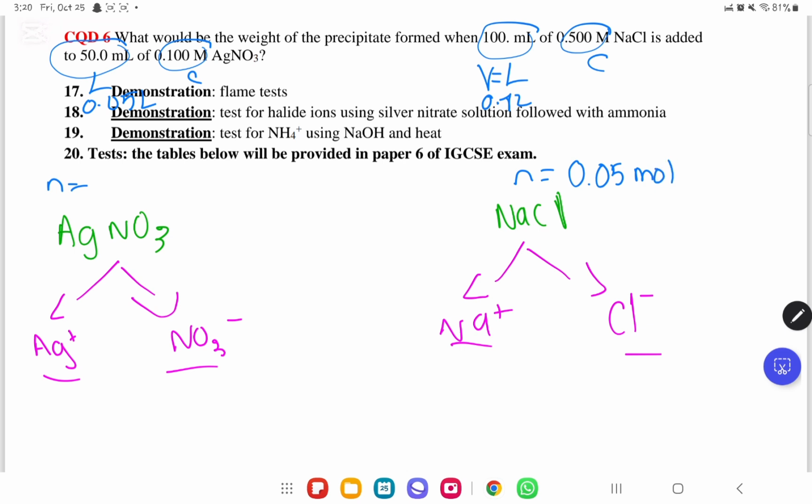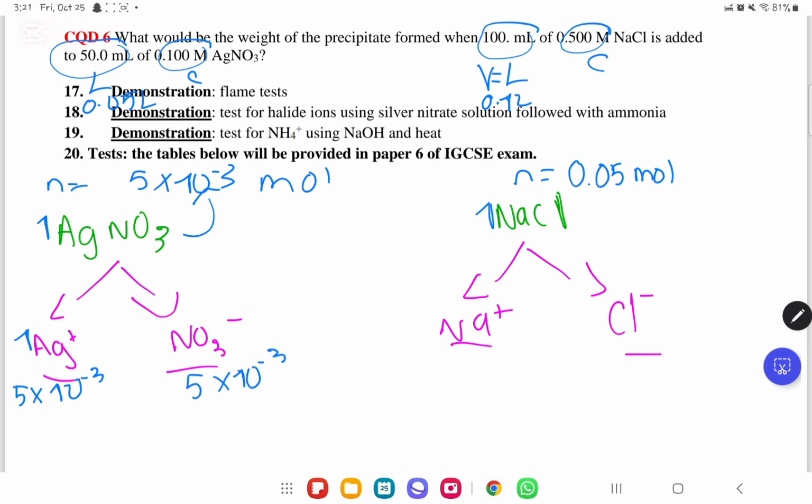Then the number of moles of AgNO3 is 0.05 times 0.1. We're going to get 5 times 10 to the negative 3. So the number of moles of AgNO3 is 5 times 10 to the negative 3. Since it's already balanced, 1 AgNO3 will give us how many moles? It will give us 5 times 10 to the negative 3. So 1 Ag plus will also give us 5 times 10 to the negative 3, and 1 NO3 minus will also give us 5 times 10 to the negative 3.